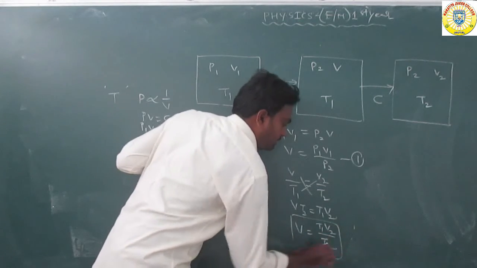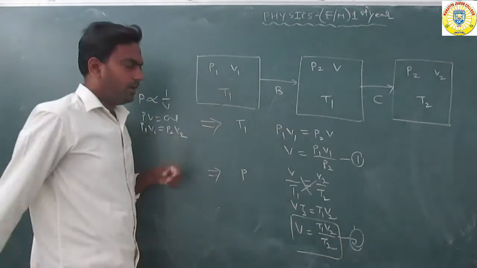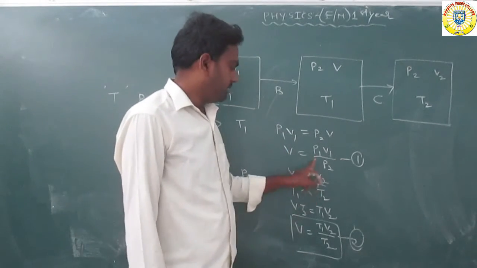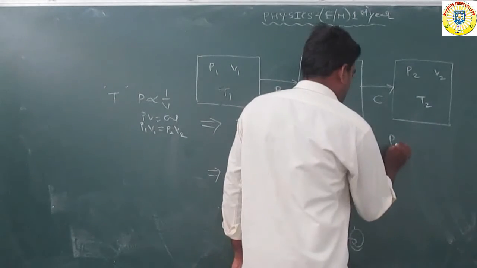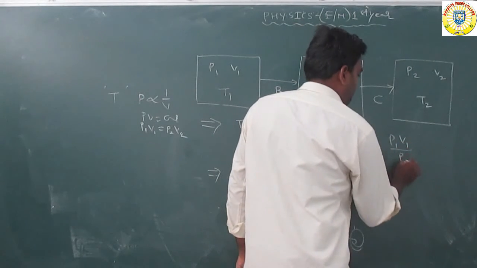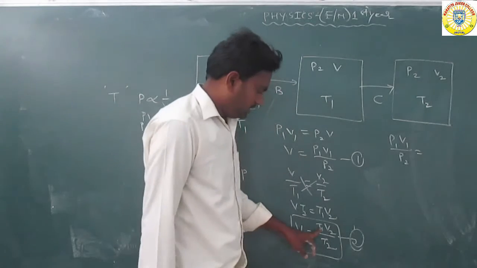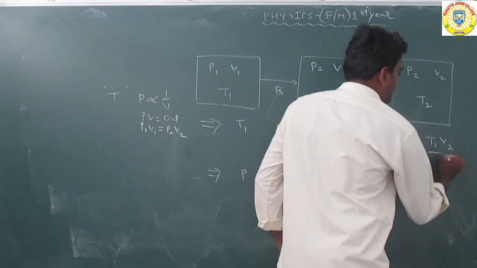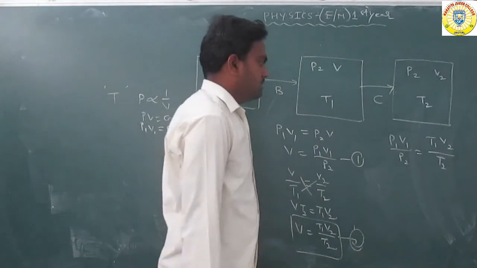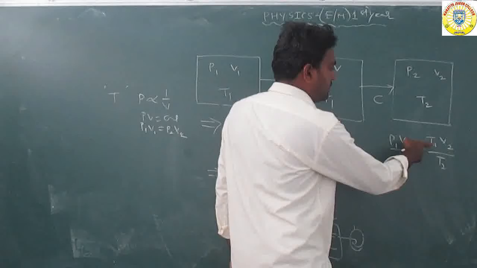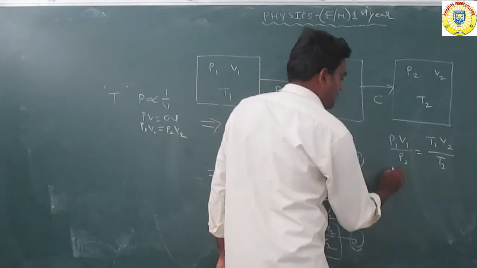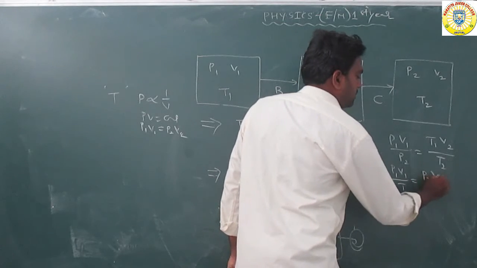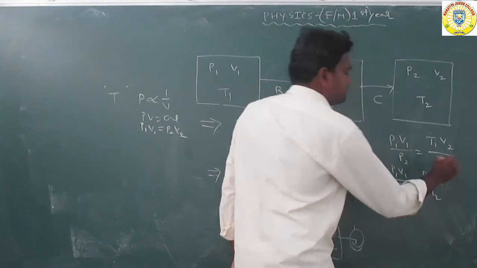We can write equation 2. From equations 1 and 2, the left side and right side are equal. So P1 V1 by T1 is equal to P2 V2 by T2, once the terms are taken to one side.